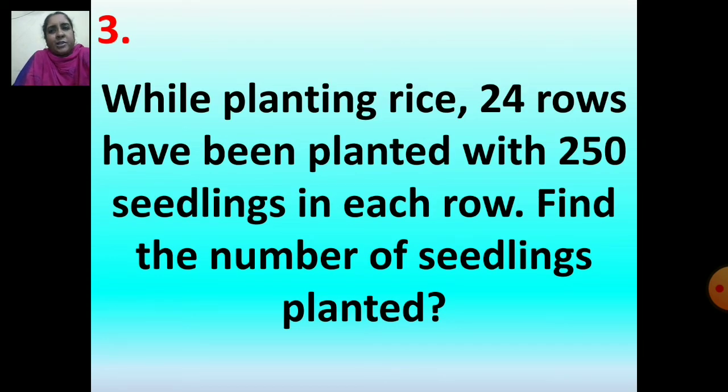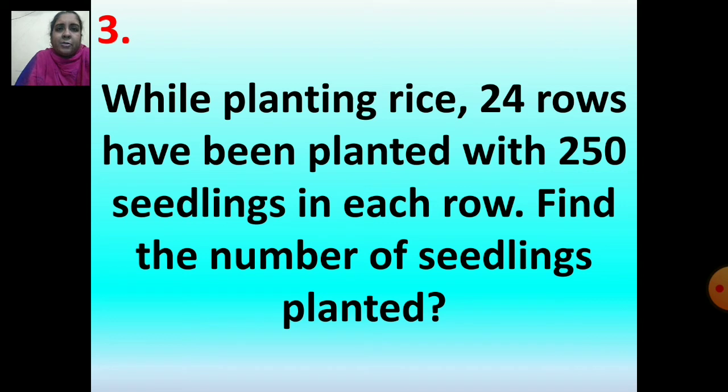Now let us do next third question. While planting rice, 24 rows have been planted with 250 seedlings in each row. Find the number of seedlings planted. Now what is told in this question? Means how many seedlings are there in each row? 250. And how many rows are there? 24. So we have to find the total number of seedlings planted, right?